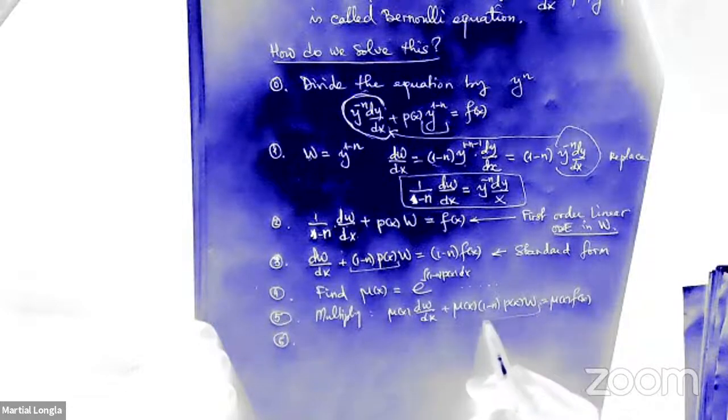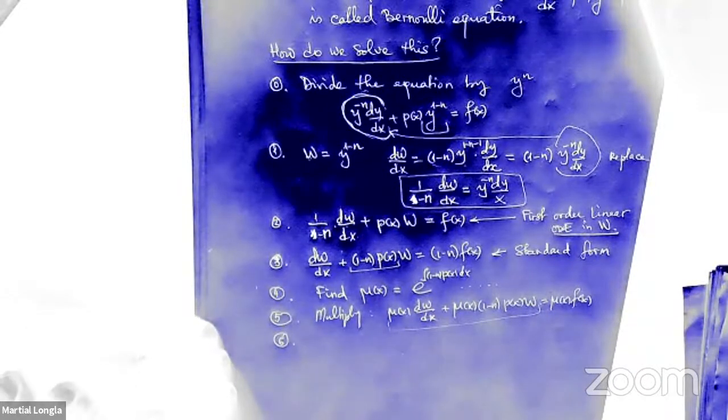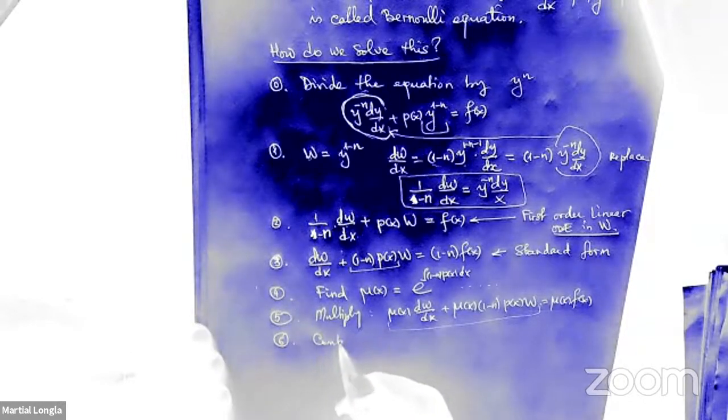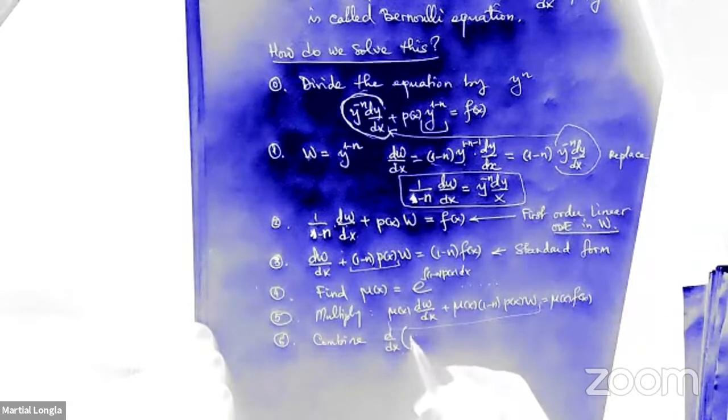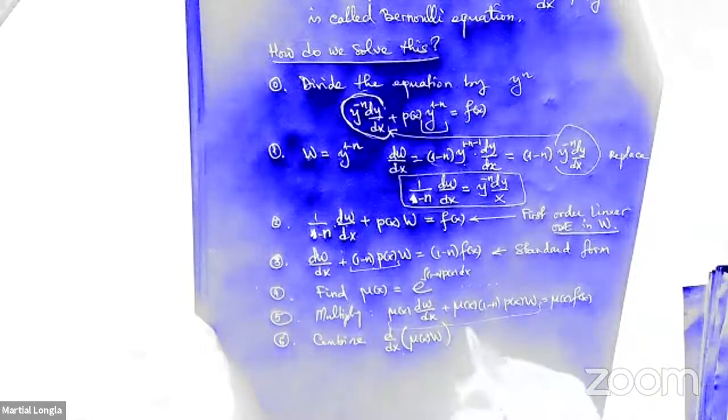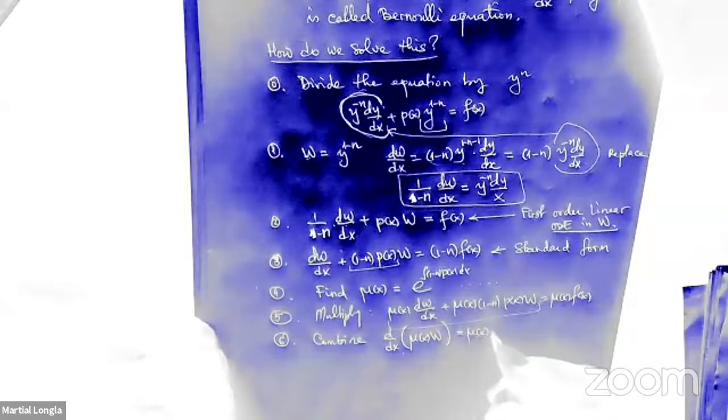Well, you can change it to d dx of the (1 minus n) p of x, or mu of x. Right. Thank you. So when you do this, you combine these two into one, to get d over dx of that. So the step will not change. So that's d over dx of mu of x w equals mu of x f of x.